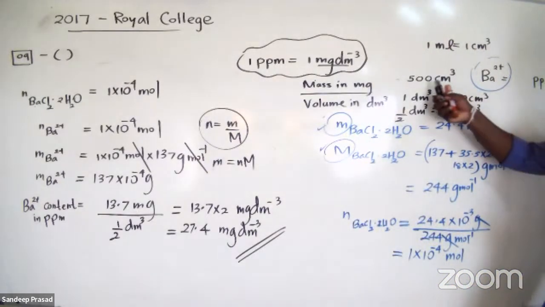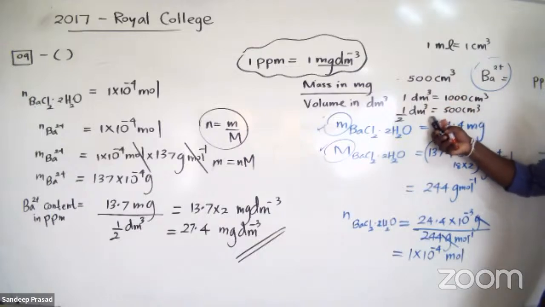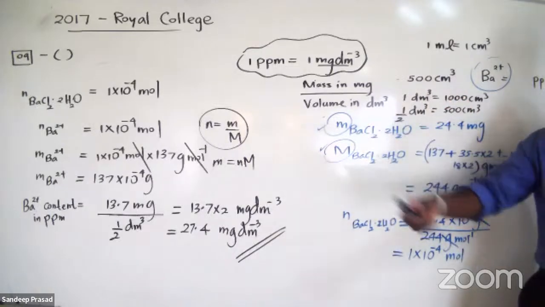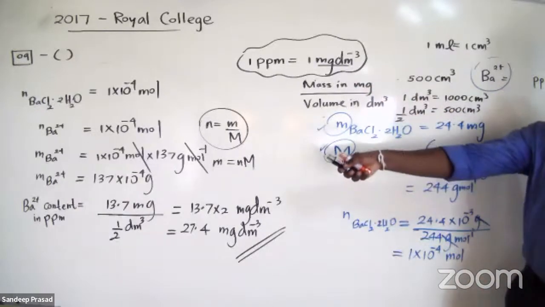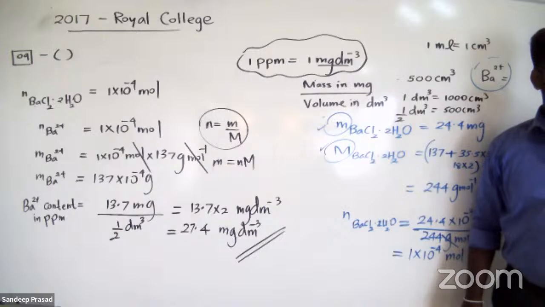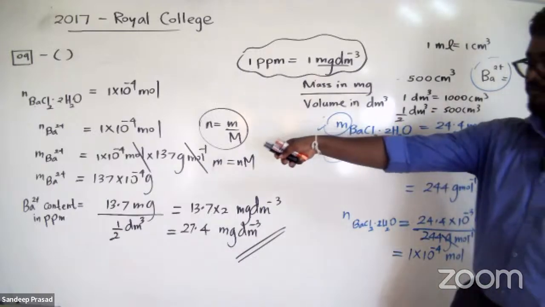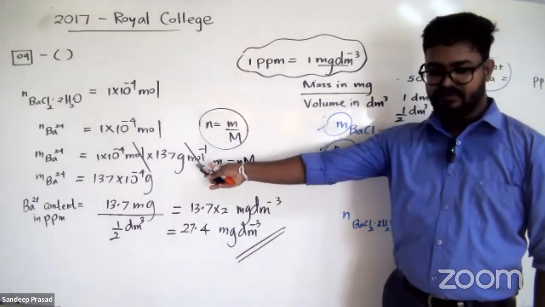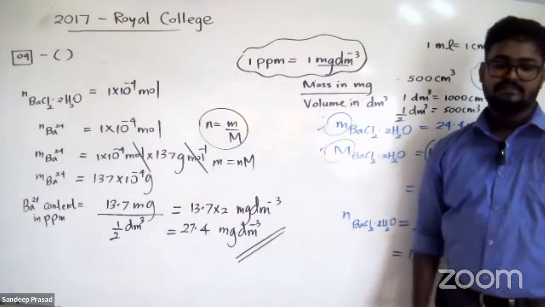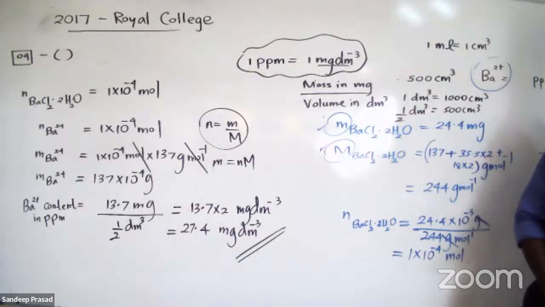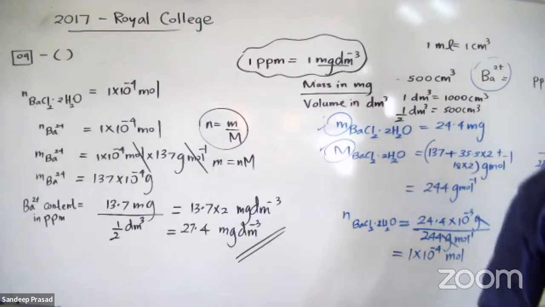So the volume of the solution is 500 cubic centimeters. I converted that into cubic decimeters, and the answer is half a cubic decimeter. And the mass in milligrams is 13.7. We calculated the number of moles and I converted that into mass. Then you divide that by the volume, you will get the answer. Okay, got it? Good.